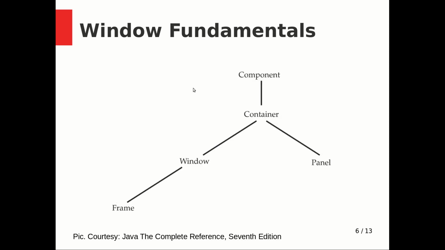Now we learn details about the classes of special interest, and we know that component is the outermost class, that is the parent class at the highest level. Then we have a child class called a container, and then the container has two child classes. The first is window and second is panel, and window has a child class called frame.